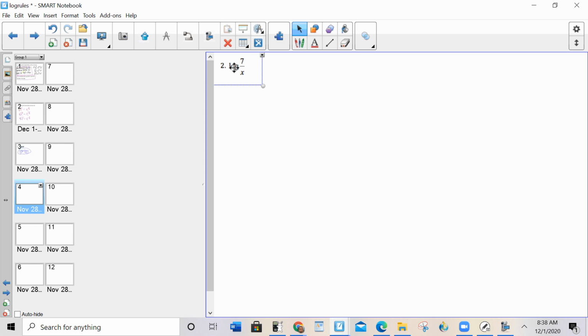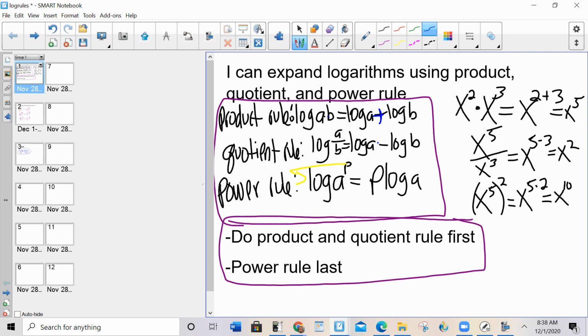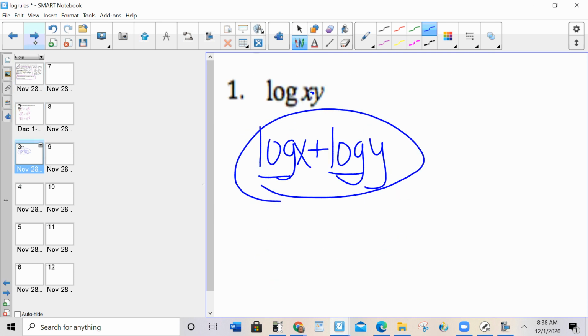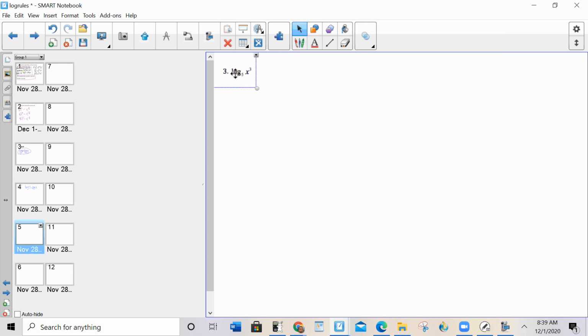Number 2, I see division. Well, division becomes subtraction. So this becomes log 7. Division becomes minus log x. And that's it.